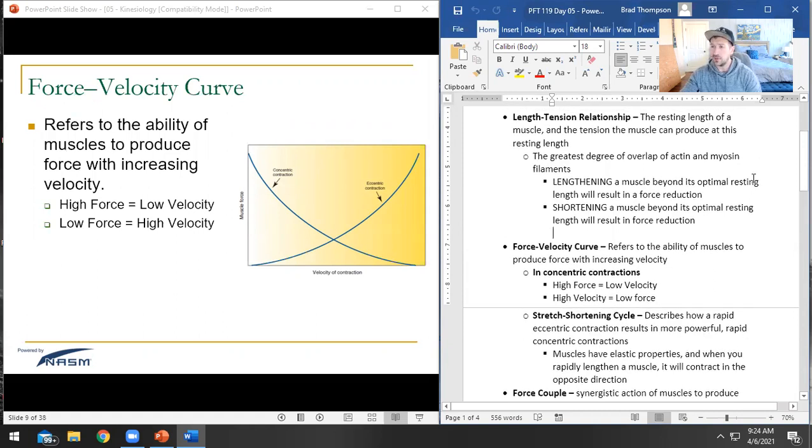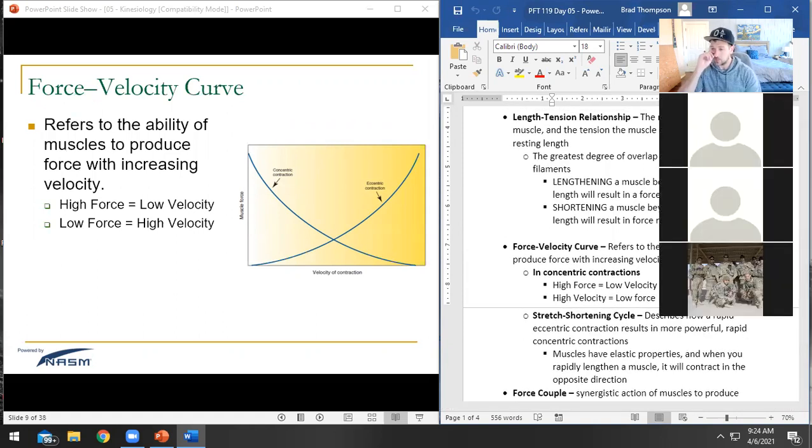Any questions or comments on length tension relationships, guys? Everybody pretty clear on that? Yeah.